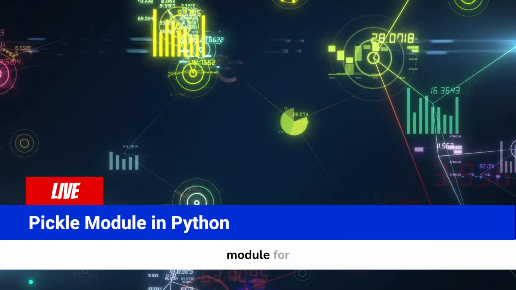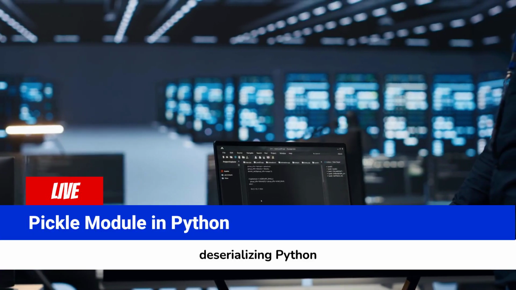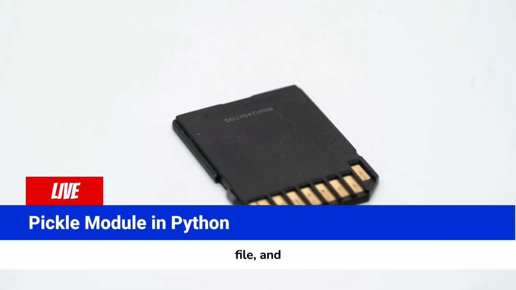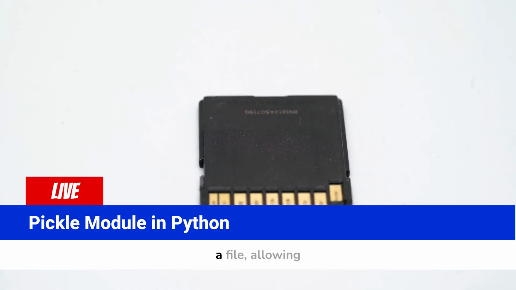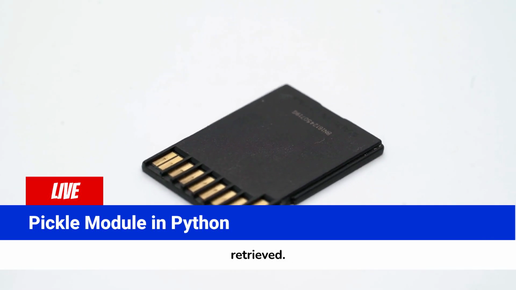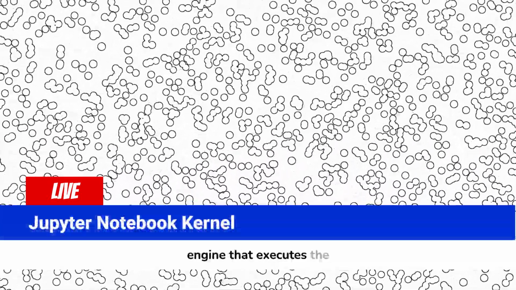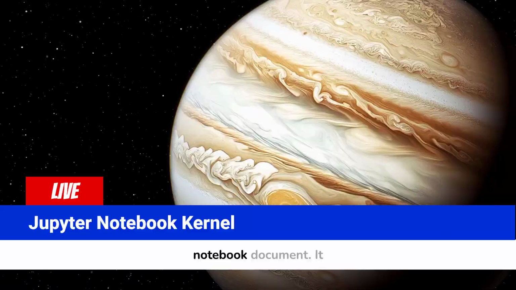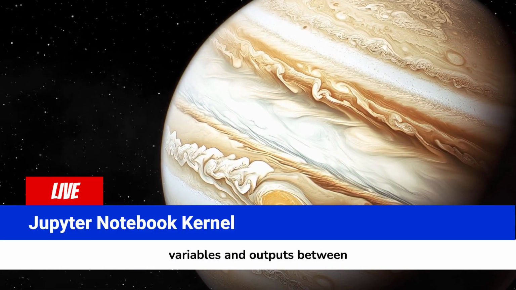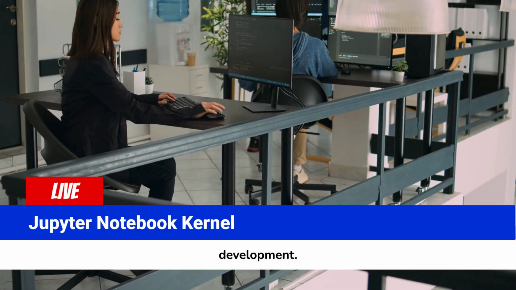Pickle is a Python module for serializing and deserializing Python objects. pickle.dump writes an object to a file, and pickle.load reads an object from a file, allowing objects to be stored and retrieved. A Jupyter Notebook kernel is a computational engine that executes the code contained in a notebook document. It maintains the state of variables and outputs between cells, allowing for interactive and iterative development.